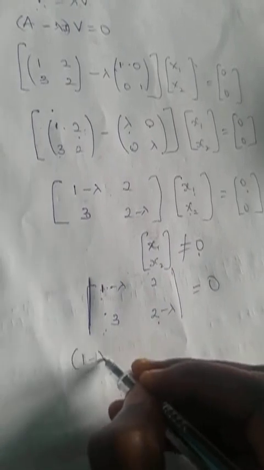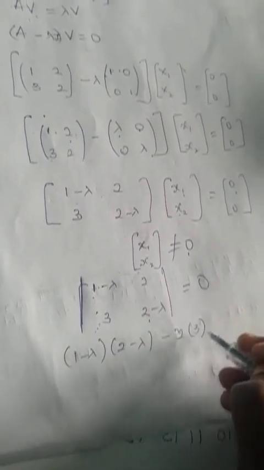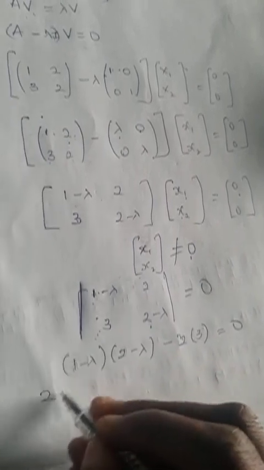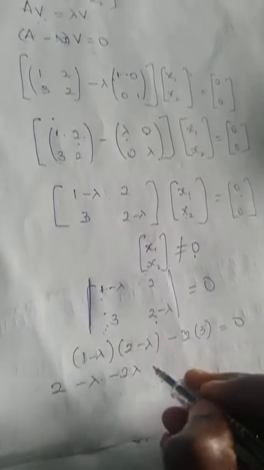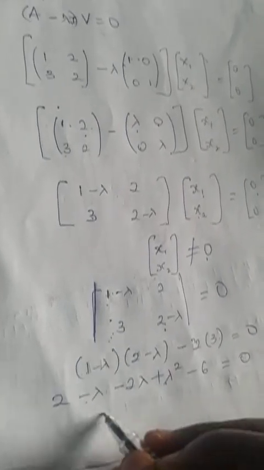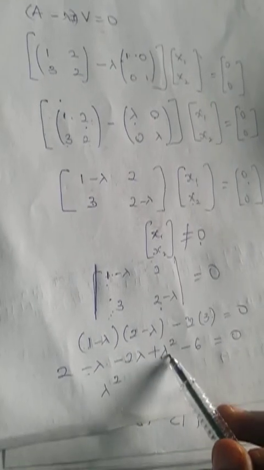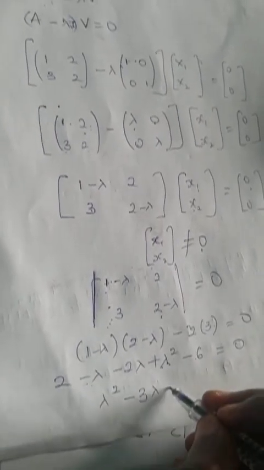So you have (1 minus lambda)(2 minus lambda) minus, then this times this, 2 times 3, equals 0. 1 times 2 is 2, 1 times minus lambda is minus lambda, minus lambda times 2 is minus 2 lambda, plus lambda square, minus 2 times 3 is minus 6 equals 0. So from here, you have ordinary lambda square. Don't forget, those that are alike can only add each other. So you have minus lambda minus 2 lambda, that's minus 3 lambda. 2 minus 6, that's what? Minus 4 equals 0.